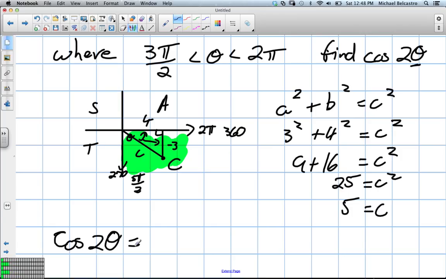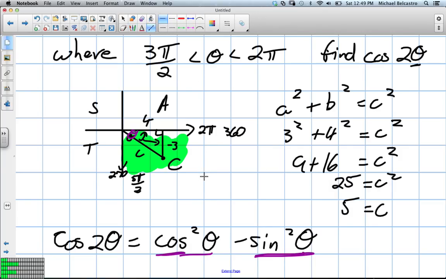That double angle formula for cos 2 theta, there's a couple of them. They've given us 3 versions of it. We'll just use the one that states cos squared theta minus sine squared theta. Well, in that case, we're going to need to know what cos theta and sine theta are equal to. Before we even figure out what the angle is, we don't technically need to, because we know all 3 sides of this triangle. And I'm just going to redraw it down here.